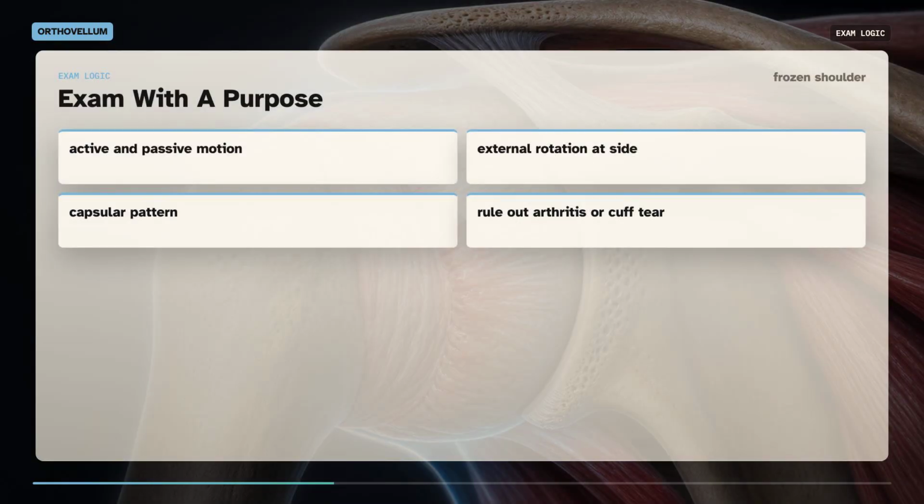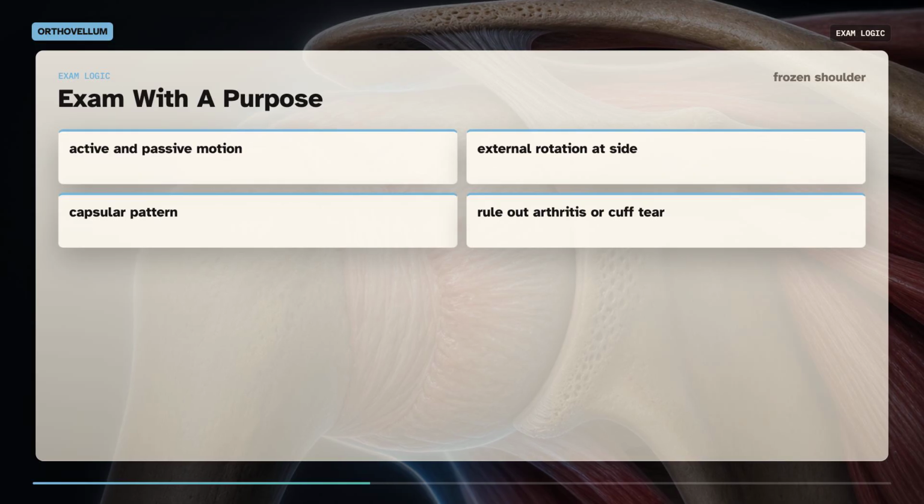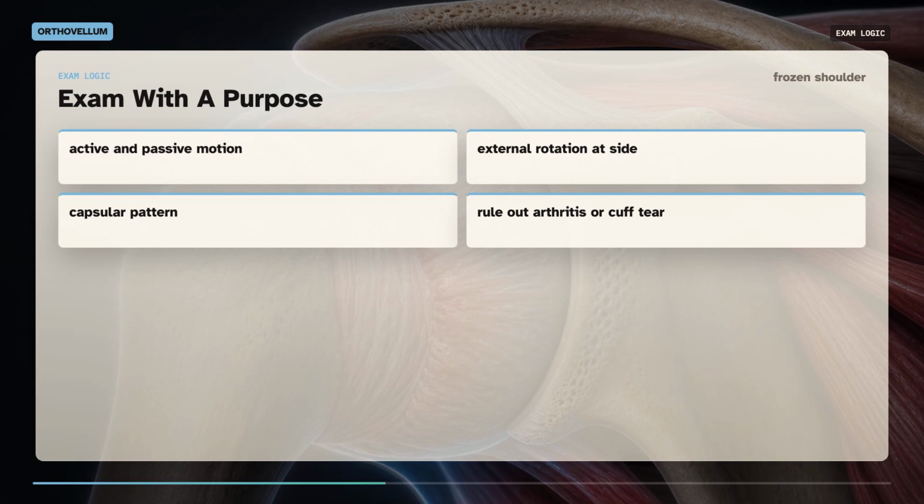The exam should not be random. For this topic, deliberately check active and passive motion, external rotation at side, capsular pattern, and rule out arthritis or cuff tear. A good exam separates pain from weakness, stiffness from fear, and joint disease from referred pain. For patients, the important idea is that touching one sore spot is not the same as understanding the whole problem. For residents, every test should answer a question that changes management. If a test is painful but does not change your plan, it is theater, not medicine. Good examination is selective and kind.